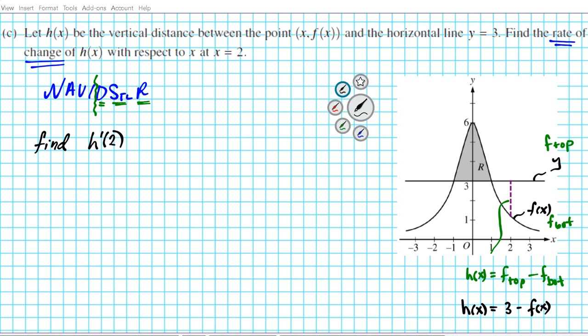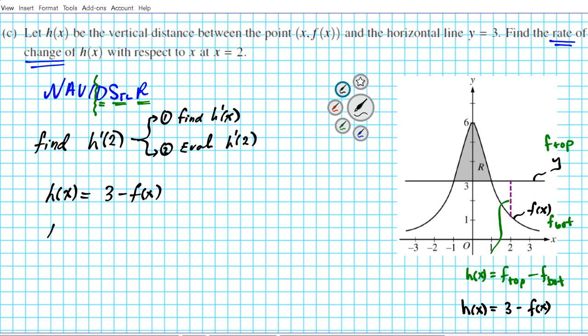So to find h prime of 2, we know that it's a 2-in-1 process. We want to find the derivative first, and then after finding the derivative, you want to evaluate that at 2. Super. So let's do it. So h of x is 3 minus f of x, and f of x is the rational function 6 over 1 plus x squared.